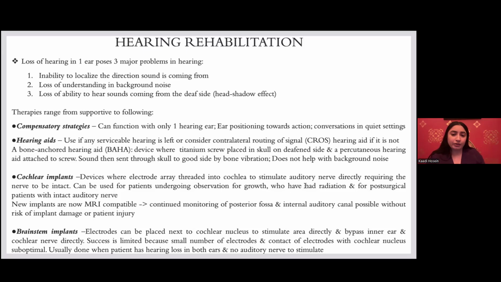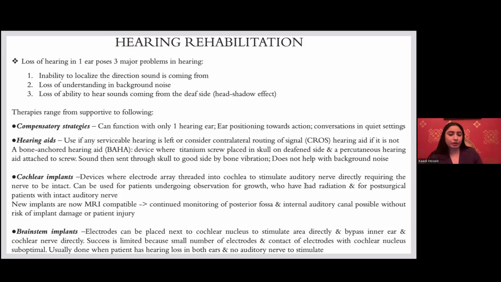Also, we have the use of hearing aids, if any serviceable hearing is left, or to consider a CROS, or contralateral routing of signal hearing aid, if it is not. And the mechanism of action of the CROS is shown here, so you can read up on that. Then we also have cochlear implants, which are devices where an electrode array is threaded into the cochlea to stimulate the auditory nerve directly, requiring the auditory nerve to be intact. And this is the case for patients undergoing observation for growth, those who've had radiation, and post-surgical patients in whom the auditory nerve was left intact, no matter what approach was used.